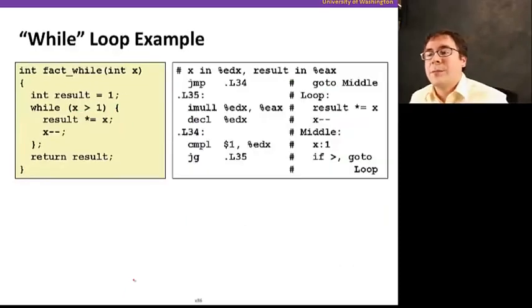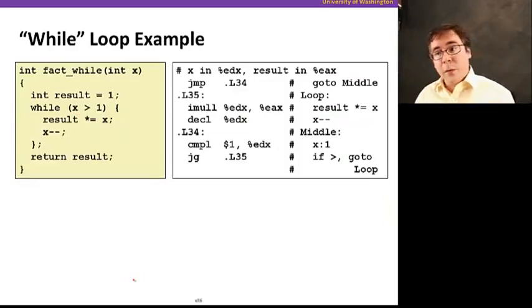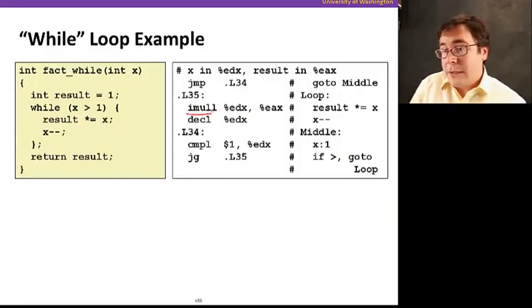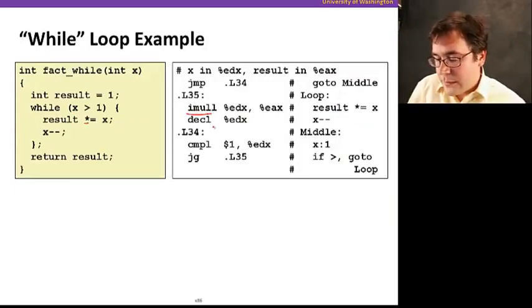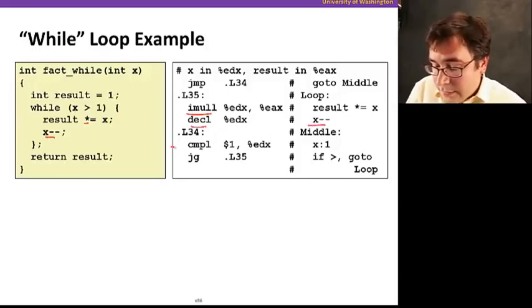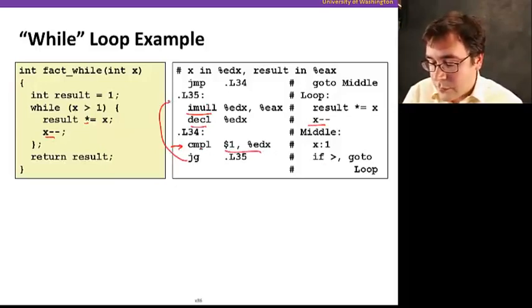So let's look at an example here in assembly. Okay? So similarly to the do while example, we have a multiplication that's implementing this multiplication here, the decrement here, which is decrementing x. Now here, this is where the comparison happens. We're comparing edx with 1, and if it's greater than, we jump back to the beginning of the loop.